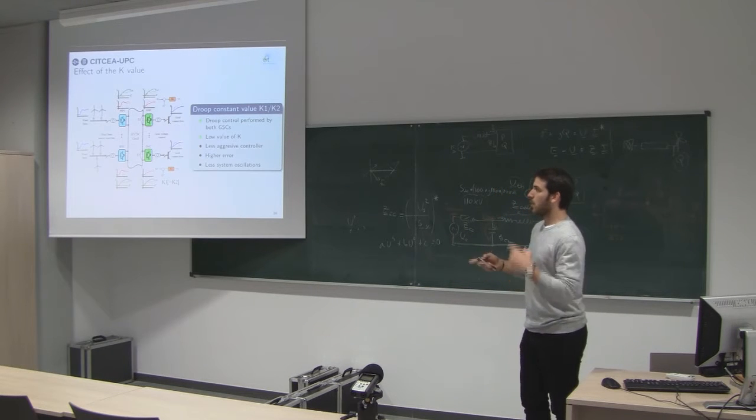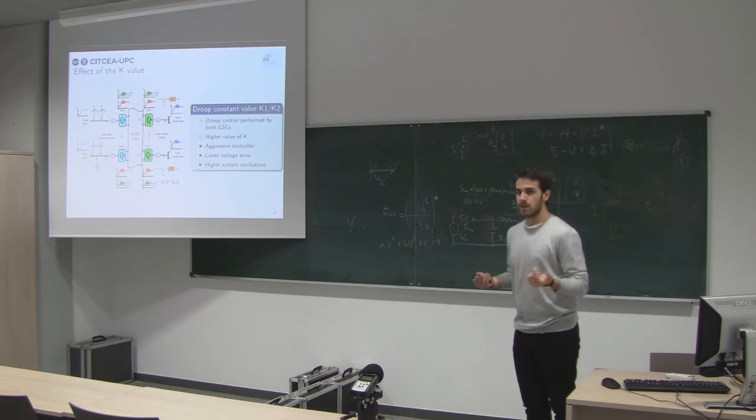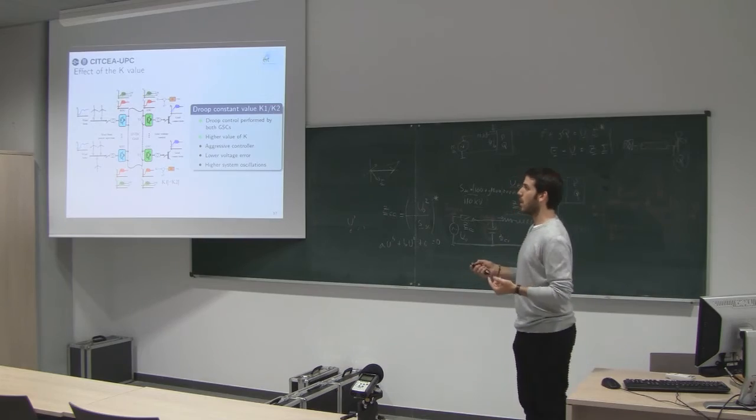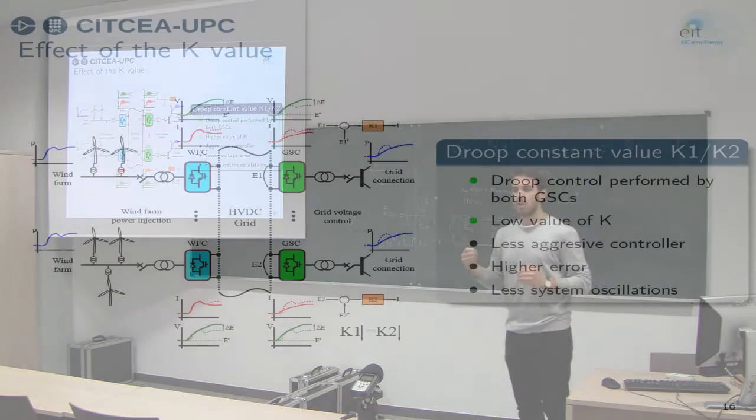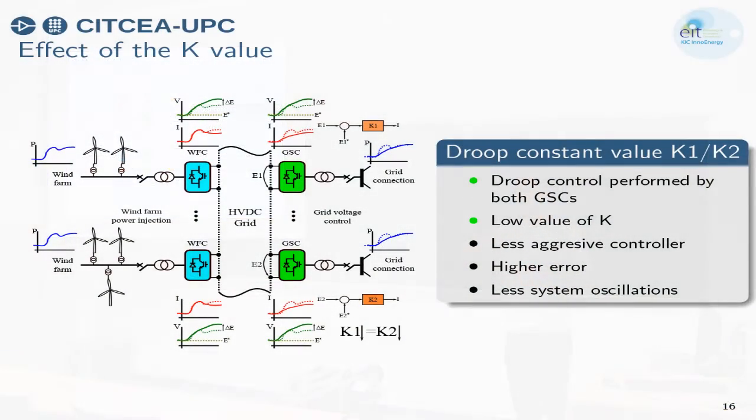On the other hand, if we increase this K, it happens the other way around. You have a faster, more aggressive controller, your steady state error will be lower compared to the other case, and at some point we could excite some resonances of the grid. You will see that in the models we are analyzing, if you model the multi-terminal grid, I will show you in 2 slides.